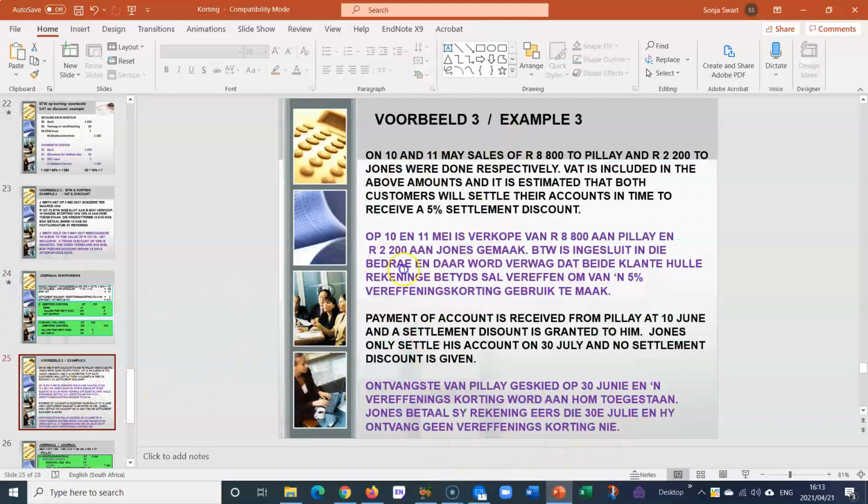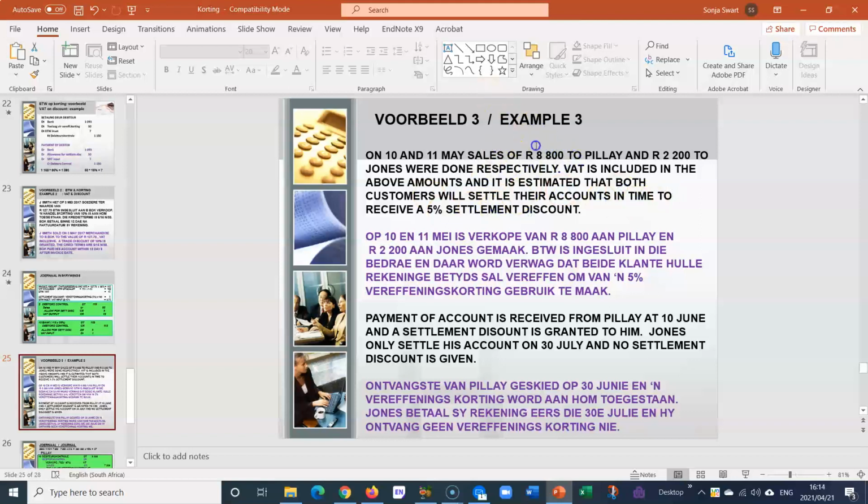Let's take another example. On 10 and 11 May, sales of 8,800 to Pillay and 2,200 to Jones were done respectively. That is included in the above amounts, and it's estimated that both customers will settle their accounts in time to receive a 5% settlement discount. So let's do the sales transactions first.